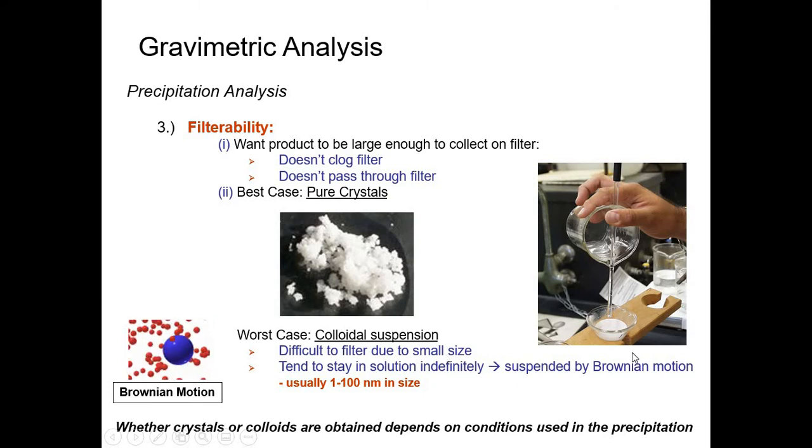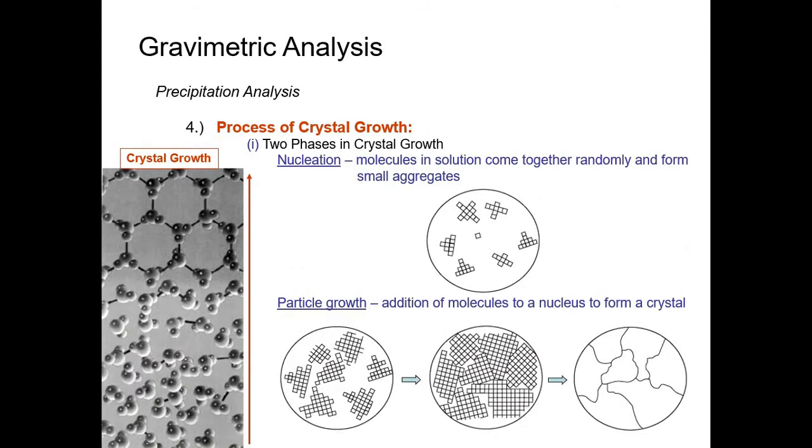So we can optimize the formation of one over the other, depending on the precipitation conditions. In precipitation analysis, we have to consider the process of crystal growth, because we want to form crystals instead of colloidal suspensions, right? To form the crystals, there are two phases: nucleation and particle growth.